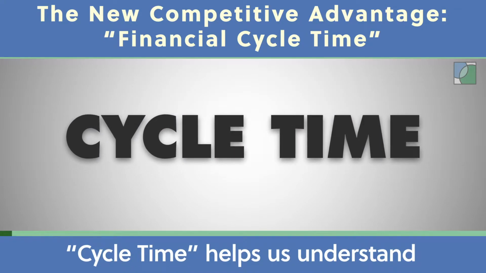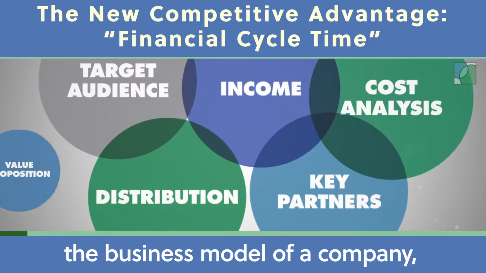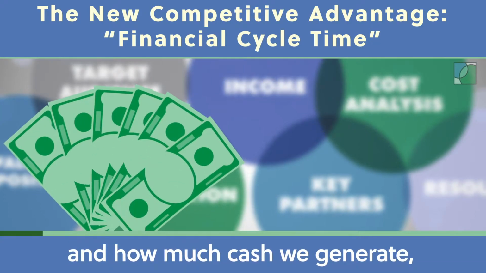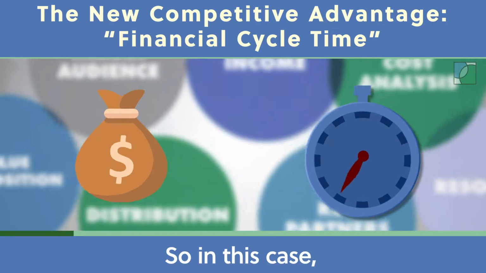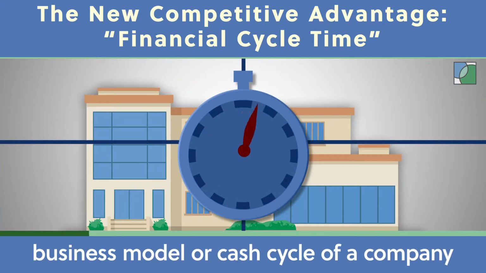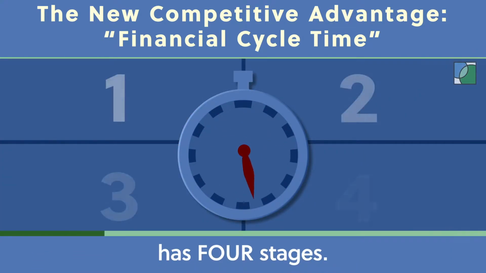Cycle time helps us understand the business model of a company and how much cash we generate and how long it takes us to generate that cash. So in this case, business model or cash cycle of a company has four stages.